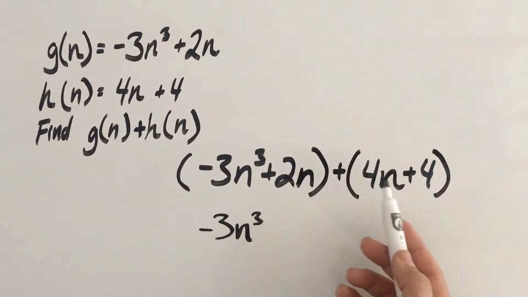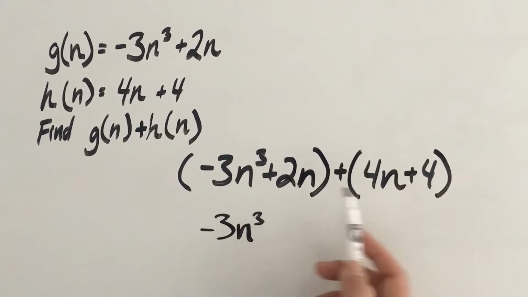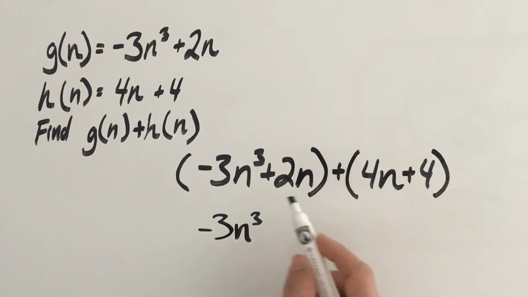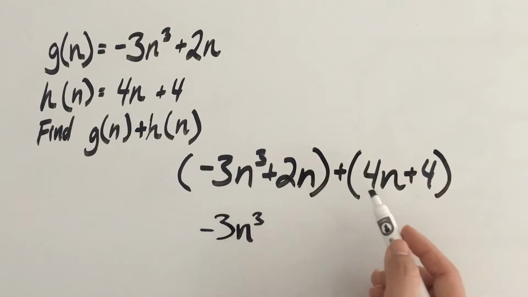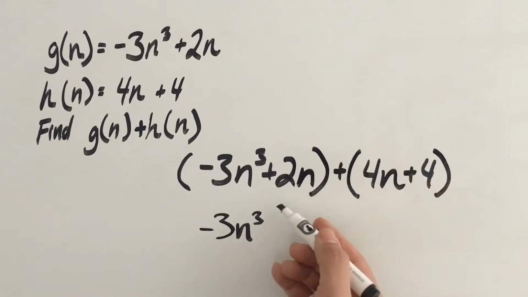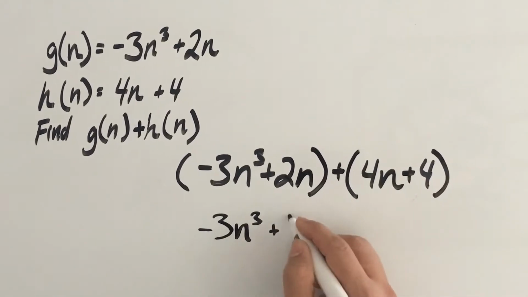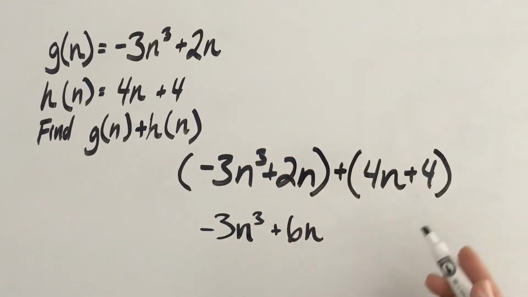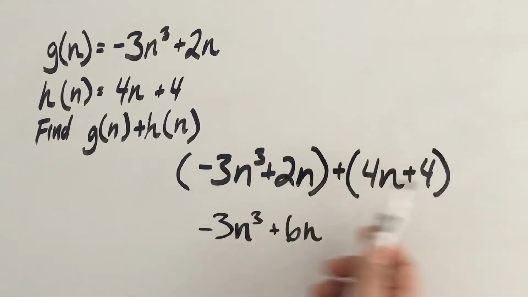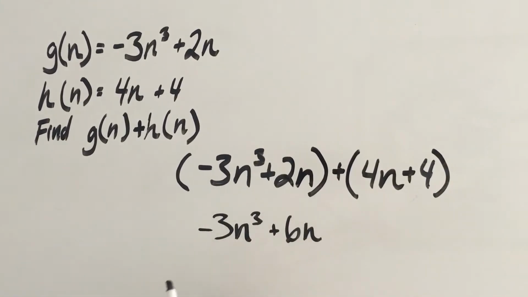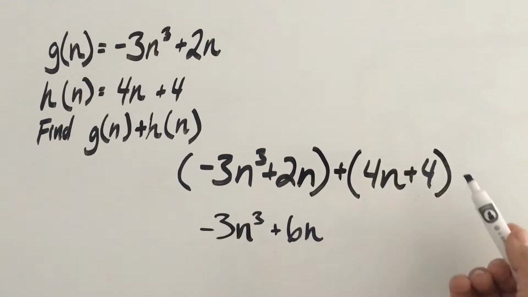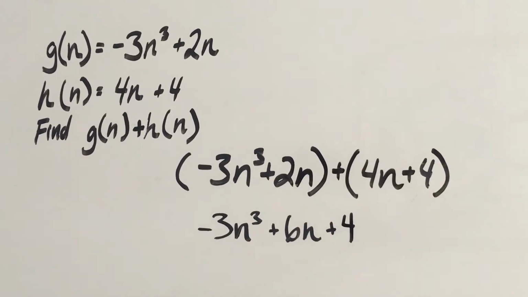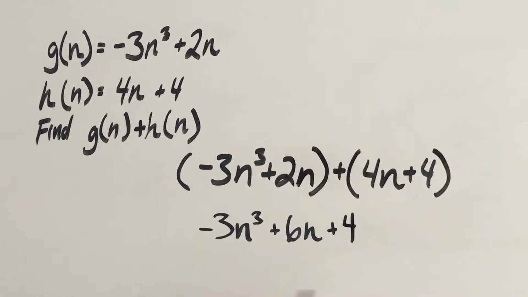Now look at these next ones. These are like terms. They both have the same variable to the same degree, so we can combine them. We have 2n, positive 2n, and positive 4n. So if you just take 2 plus 4, you're going to get 6n. Okay? And the last number, positive 4, doesn't have any other number that it combines with, or any other like terms. So you're just going to bring it down as well. And that is simply it for adding functions.